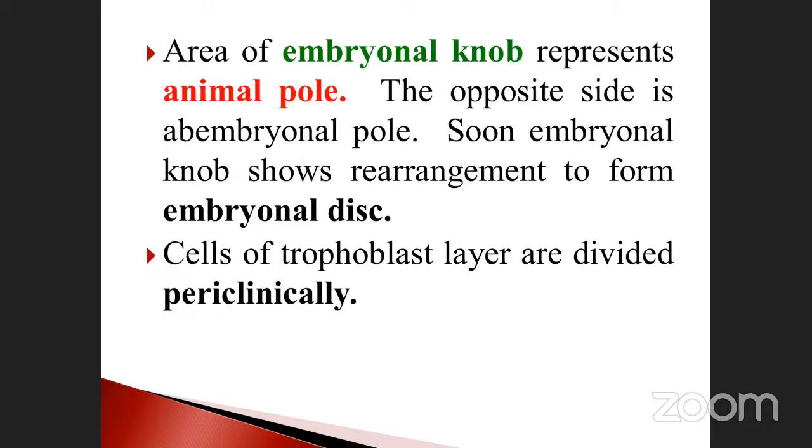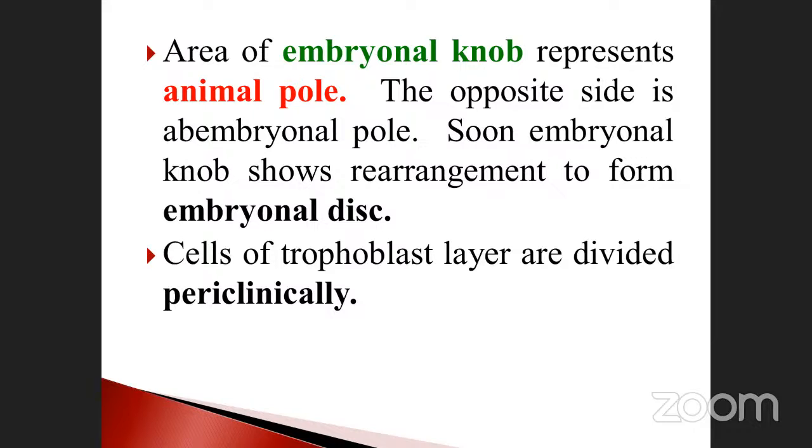See that. The area of the embryonal knob represents the animal pole. In the egg, there is a pole, and at that pole there is the embryonal knob, also a modification of the inner cell mass. The area where the embryonal knob is present is called the animal pole. The opposite is called the abembryonal pole. I will tell you more about this next time.